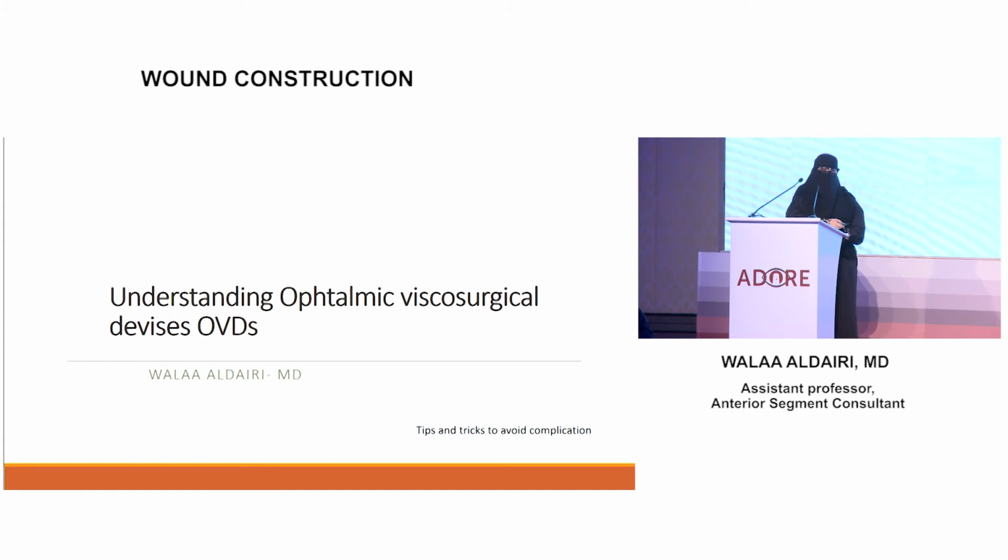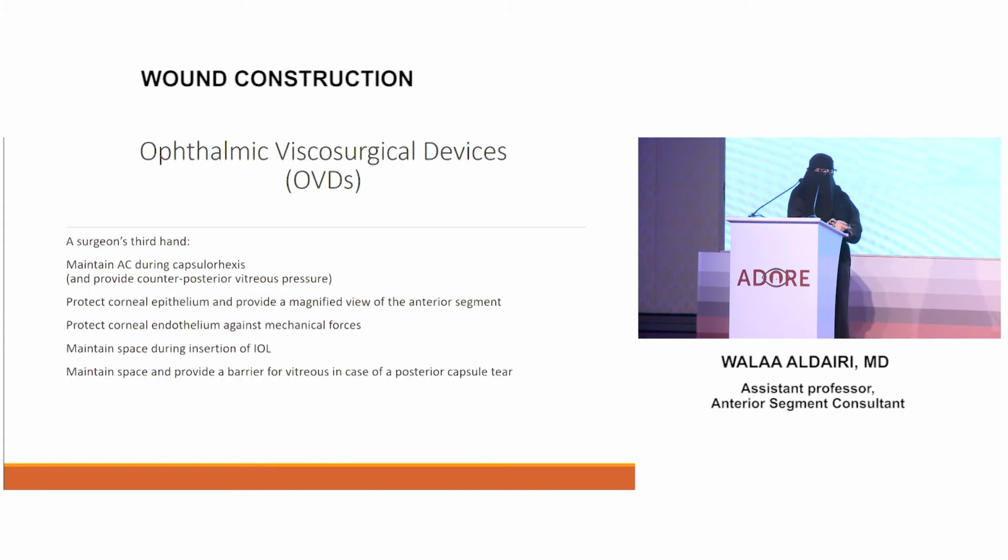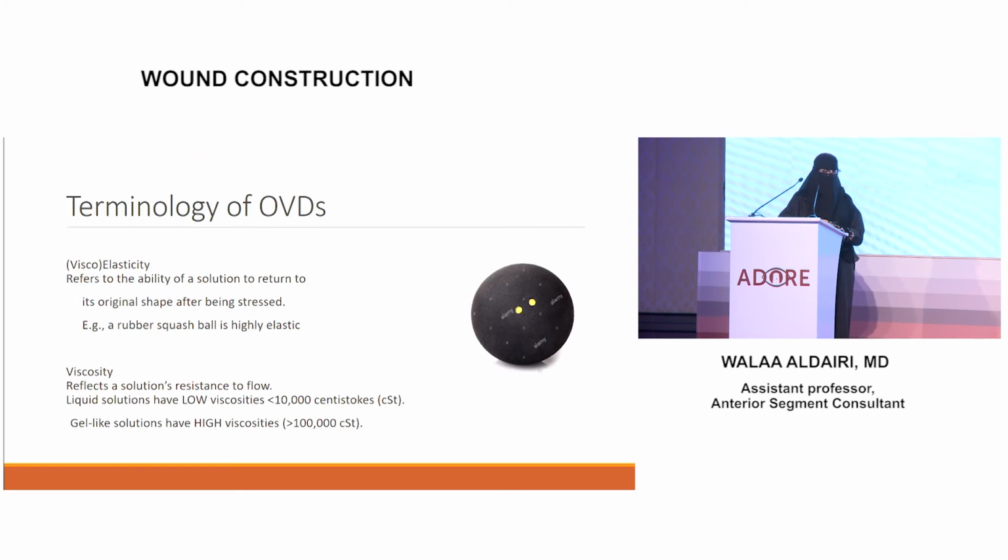So moving to the second part. The OVD is your third hand. You have to have it by your side all the time. It will maintain the AC for you during the capsulorhexis. It will protect your corneal epithelium, and it will improve the view. Also, you can use it to inflate the bag for IOL implantation, and it will maintain and provide a barrier for vitreous in case of PCR.